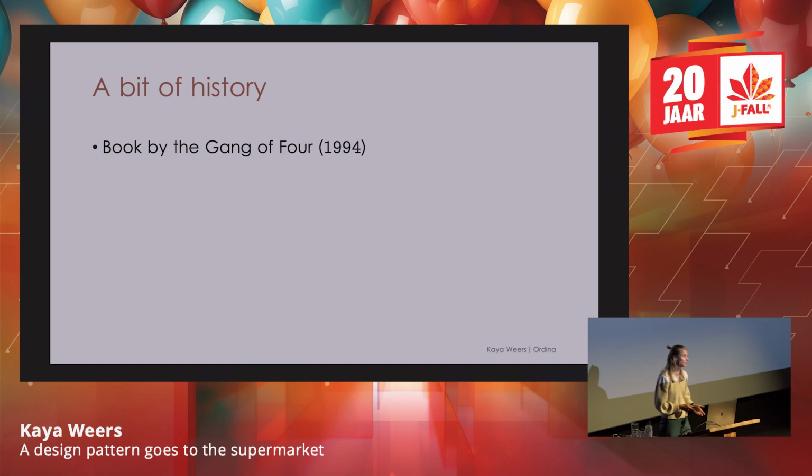There are 23 design patterns in the book. We're not going to discuss all of them today, we don't have the time. But then at least you know they're there and you can learn about them if you want to. And they are divided into 3 categories: structural, behavioral, and creational, thank you. So that's in the book.